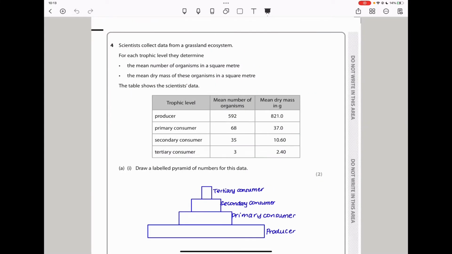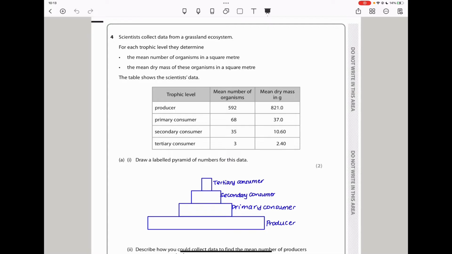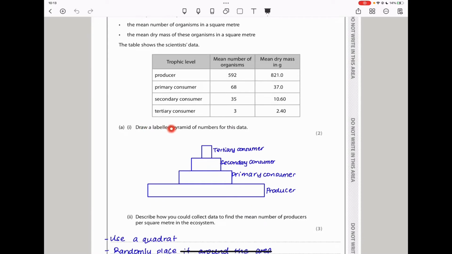It says, scientists collect data from a grassland ecosystem. For each trophic level, they determine the mean number of organisms in a square meter and the mean dry mass of these organisms in a square meter. The table shows the scientists' data. So this is where the information is. We can see numbers as well as their mean dry masses for each of the trophic levels. The first question says, draw a labeled pyramid of numbers for this data.